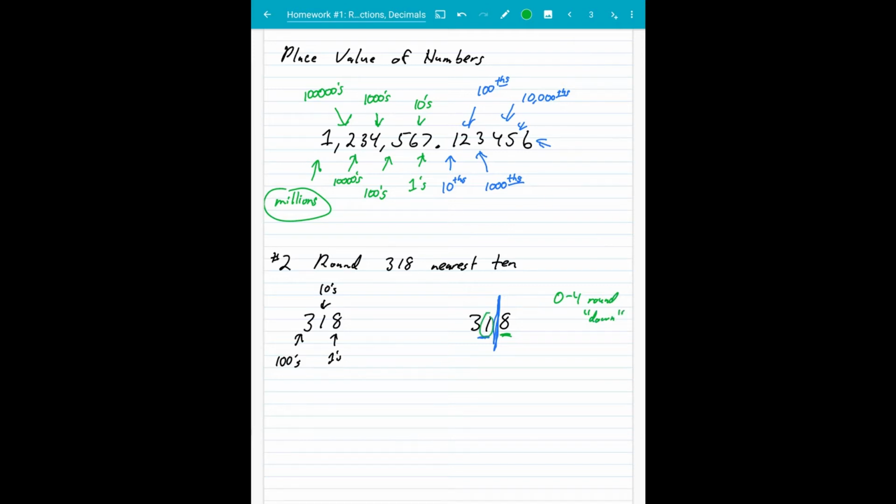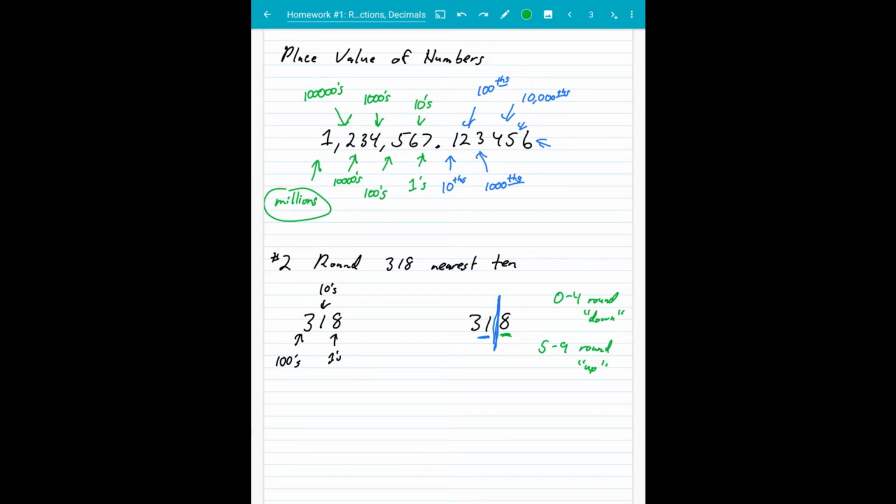So that would mean this 1 would stay the same. It'd stay as a 1. If your number is 5 through 9, you round up, meaning we would have to round the number to the next number. We round this up 1 number.